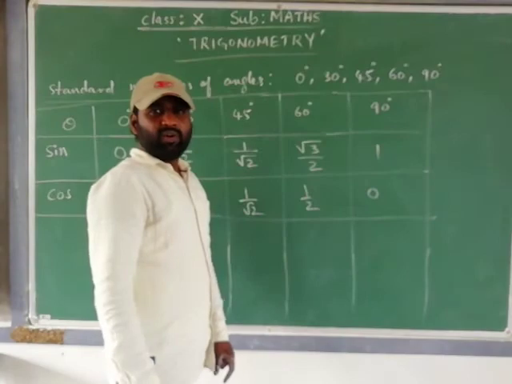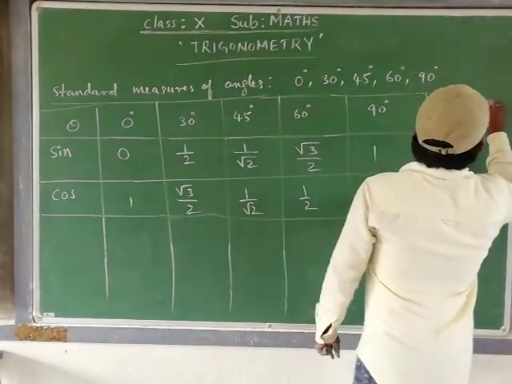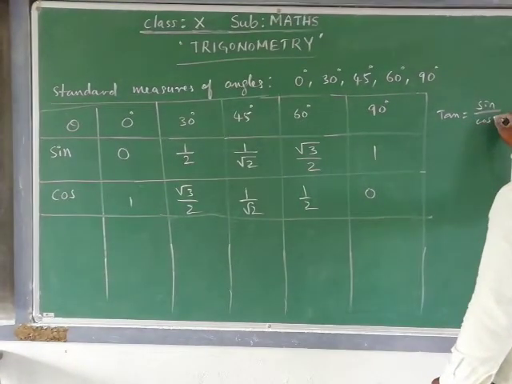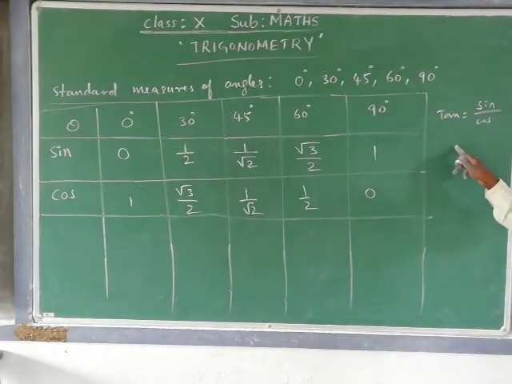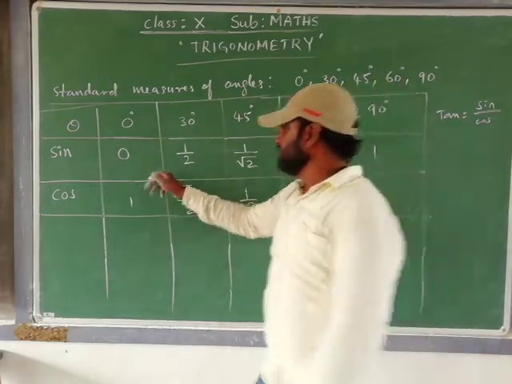Next, tan. Tan means, I told you the ratio just now. Tan is what? Sin by cos. Just now we discussed it. Tan A is equal to sin A by cos A, I said, no? So tan is sin by cos. Here sin is there, here cos is there. Just write the ratio. 0 by 1 is what?